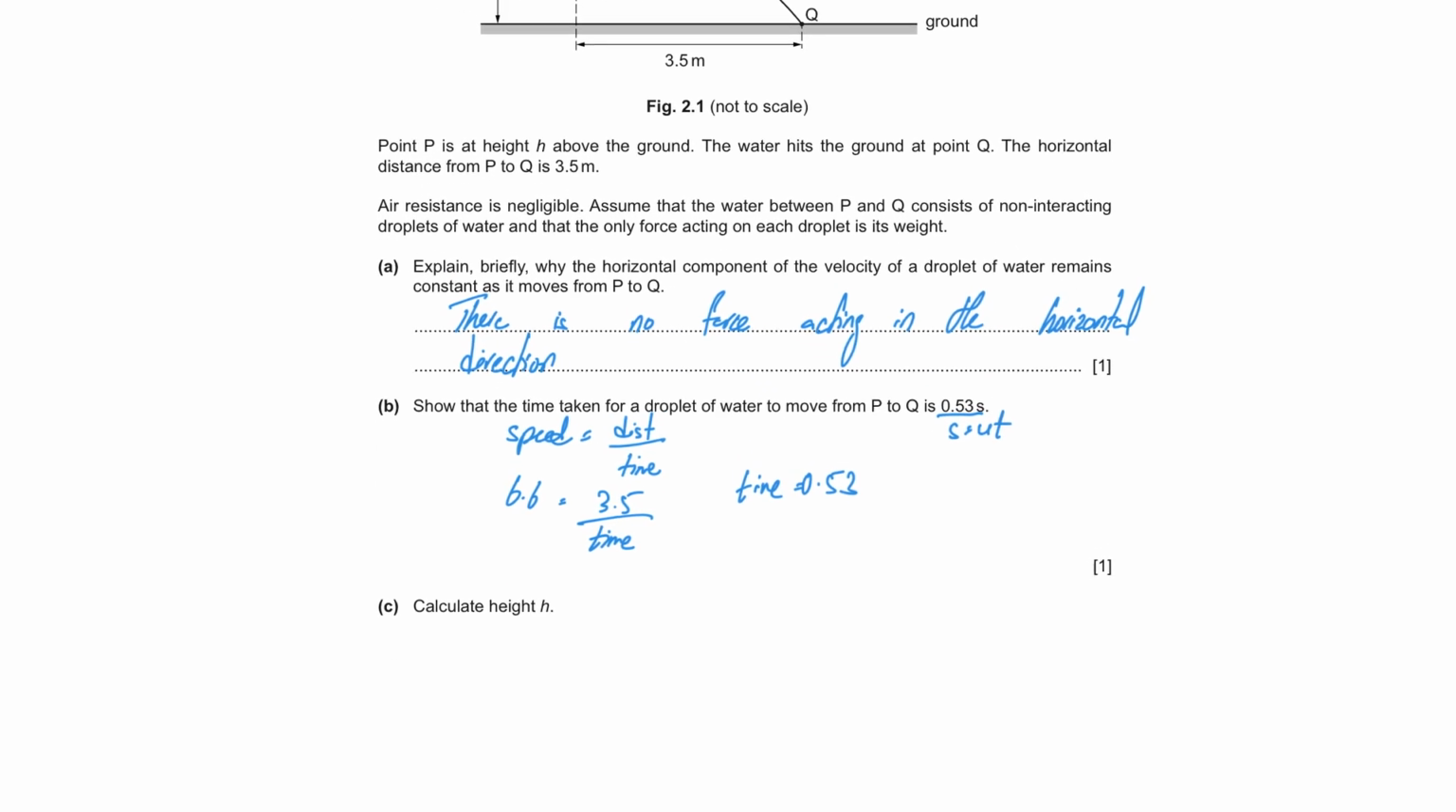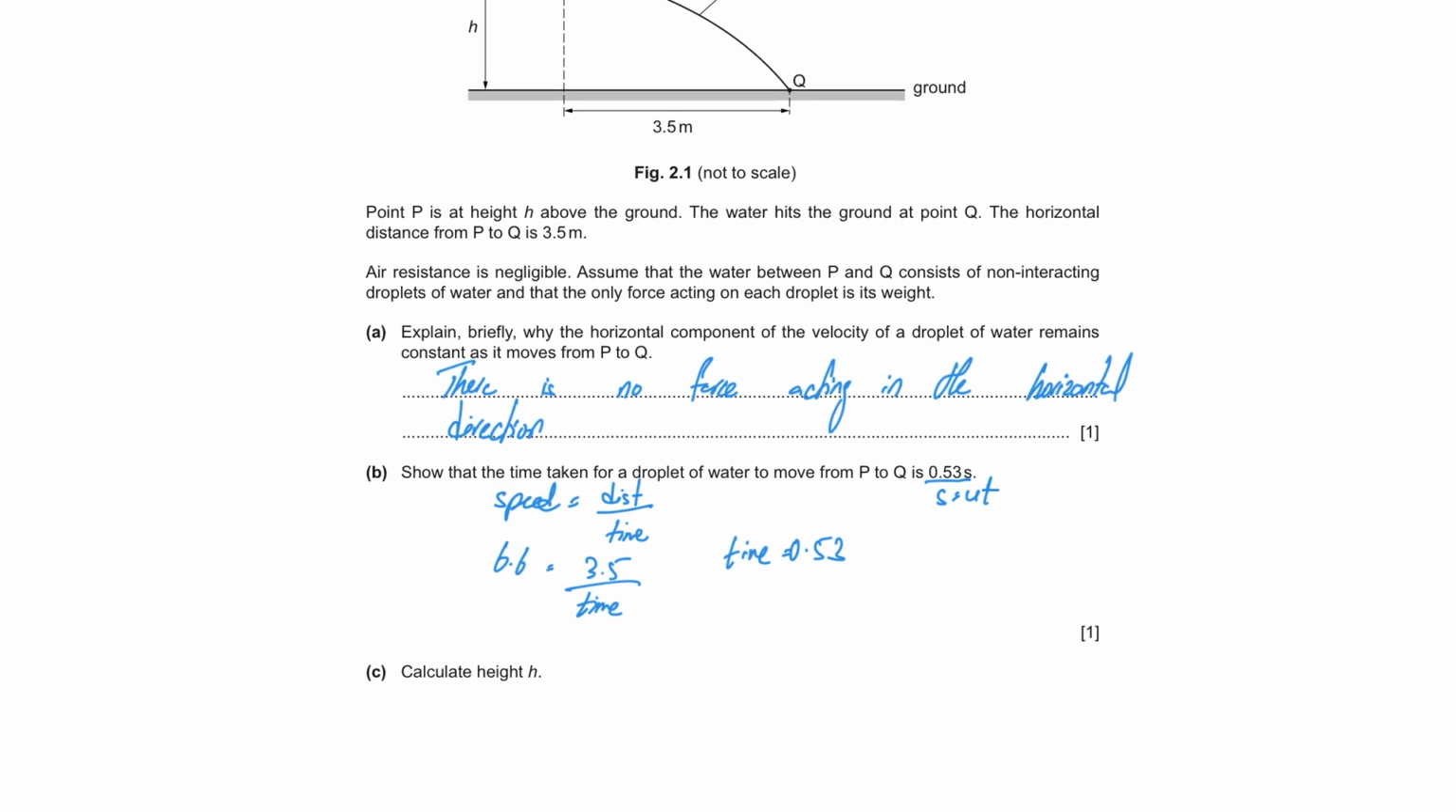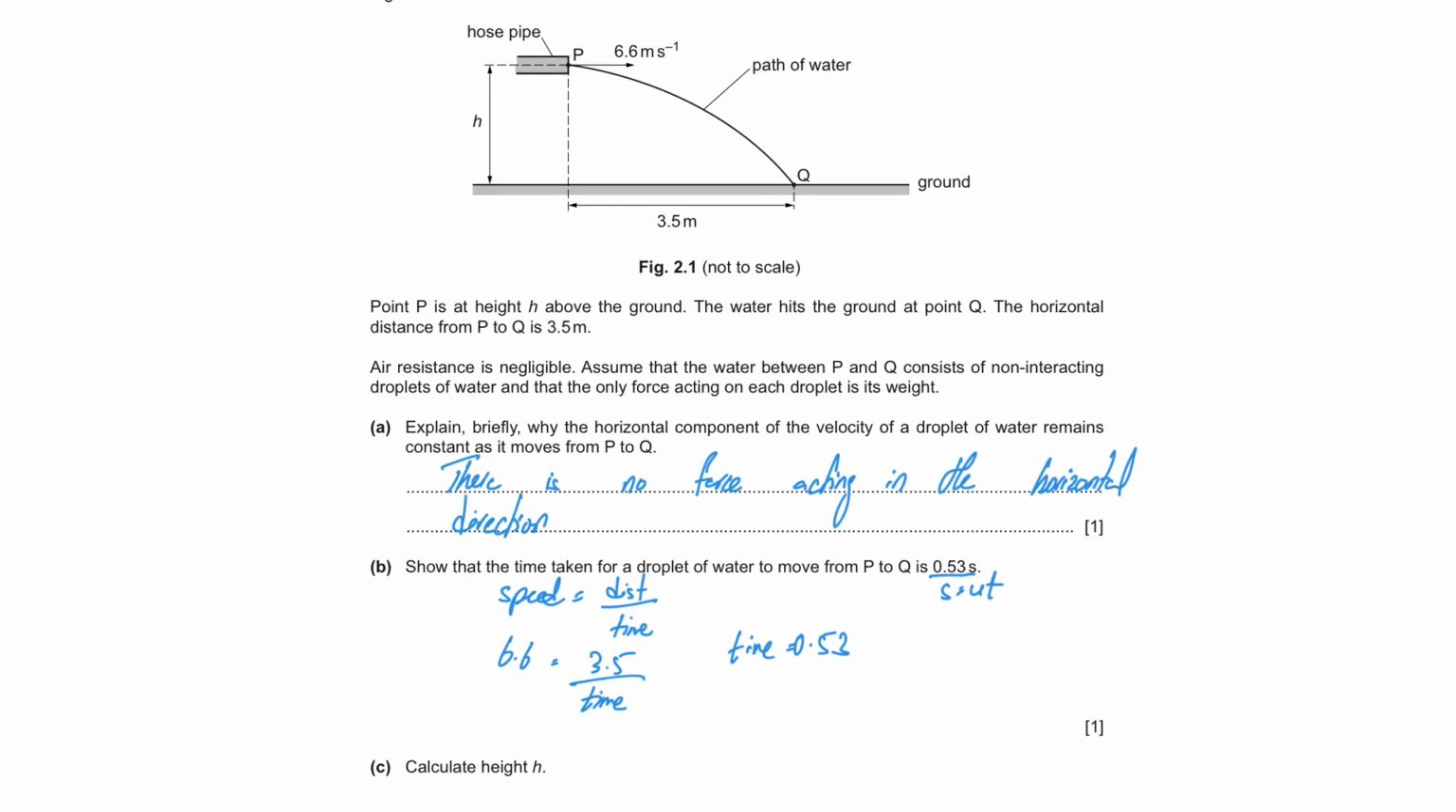Part C says calculate the height h. Now that we have the time it takes for water to move from P to Q, irrespective of whether you talk about the horizontal component, if I say that it takes the water leaving the pipe 0.53 seconds to travel a horizontal distance of 3.5 meters, that's correct. Or if I say it takes 0.53 seconds for the water to travel a vertical distance of h, that is also correct. Time can be used interchangeably.